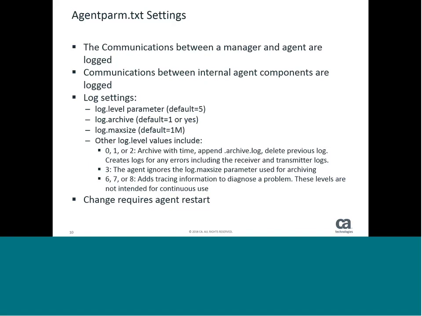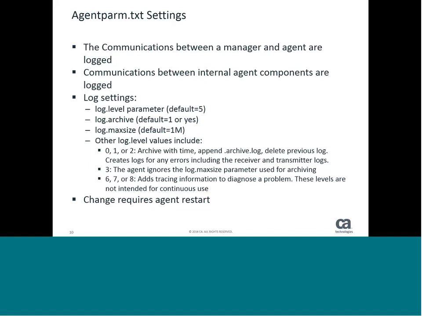And then we also have a log.max size setting, which controls the actual size of the log files before they are archived. Now, as I mentioned, the default setting for the log level parameter is 5. However, there are other settings. 0, 1, and 2 simply trim off some of the information, but it also creates logs for errors, and we'll dig into the receiver and the transmitter log files in just a little bit here. Now, the 3 setting actually ignores that log.max size parameter.